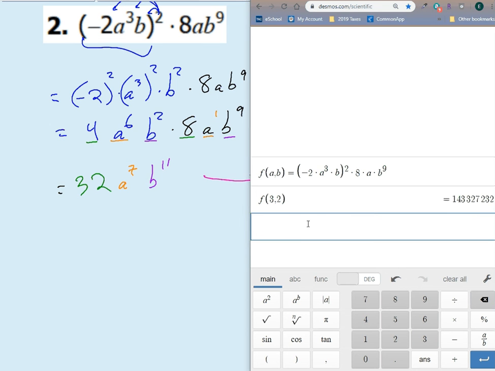There we go. Okay. So then I could do like G of A, B equals my answer, right? So 32 times A to the 7th times B to the 11th.